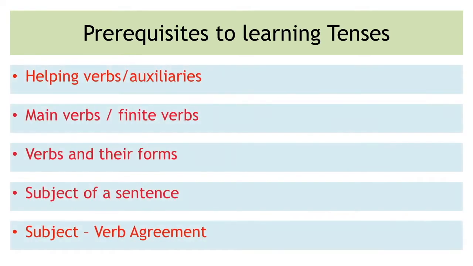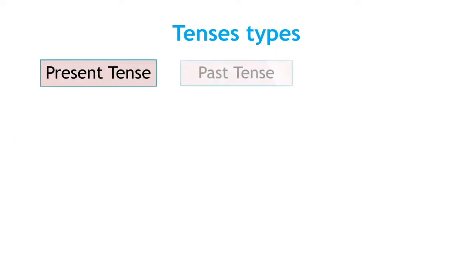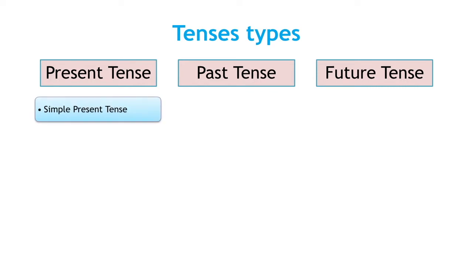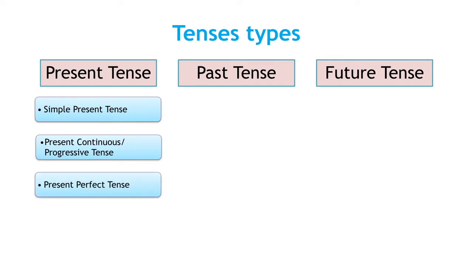Congratulations! Now you have learnt helping verbs, finite verbs, verbs and their forms, subject of a sentence, subject-verb agreement. Now you are ready to learn tenses. Tenses are of three types: present, past, and the future. The present tense again is divided into four types: simple present, present continuous, also called progressive tense, present perfect tense, and present perfect continuous tense.